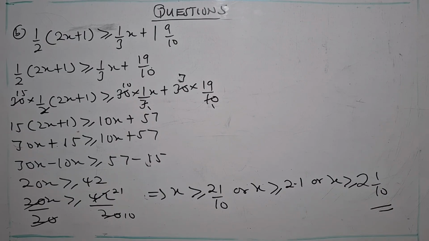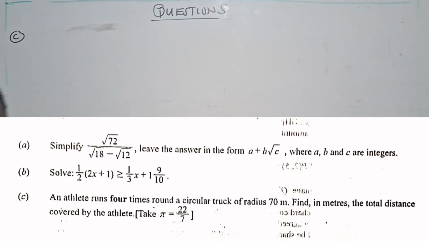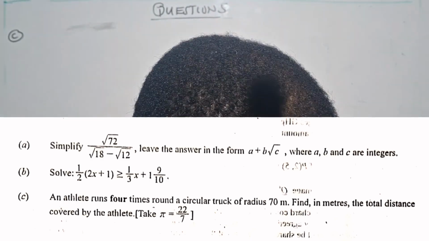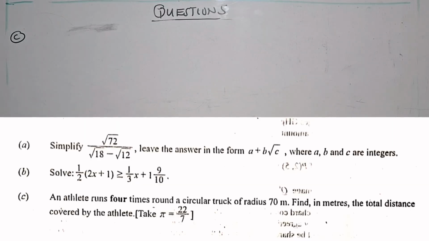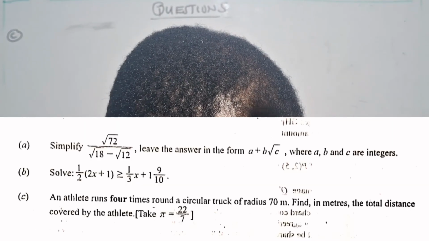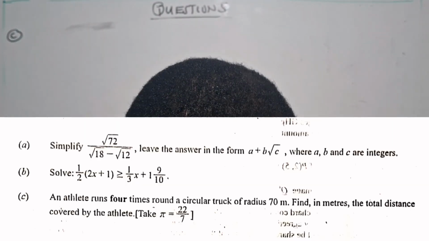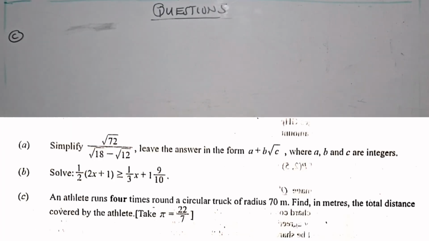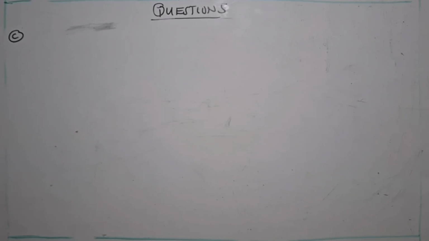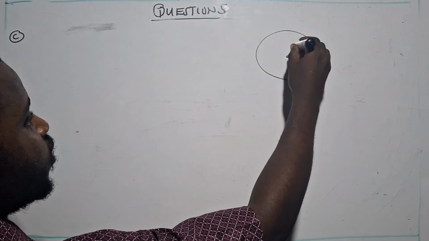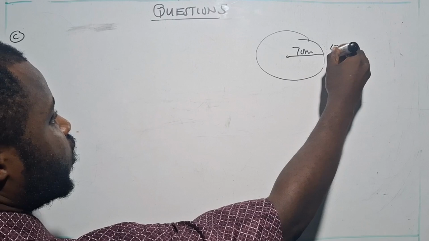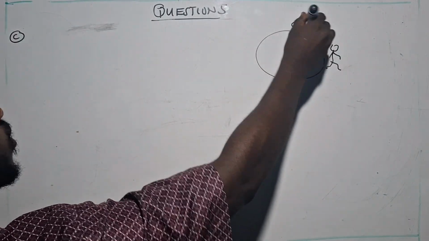So quickly, we are going to take question C on this. Question C says an athlete runs 4 times around a circular track of radius 70 meters. Find in meters the total distance covered by the athlete. Take pi as 22 on 7. Area and perimeter will soon be treated on my channel. So this is a circular track, and they say the radius is 70 meters, and an athlete is running around it 4 times.